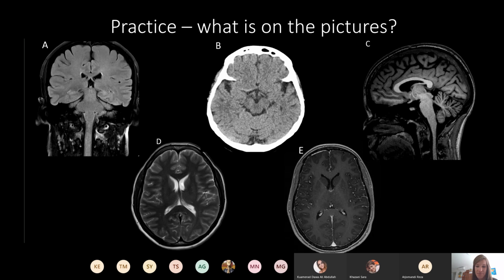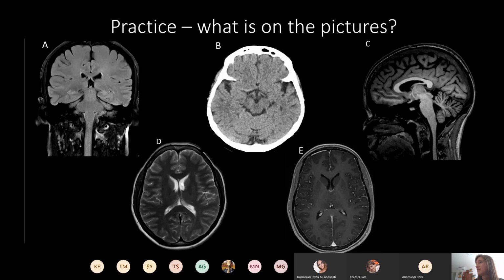Okay, B. What is B? That's easier. CT. Yes, which plane? Horizontal. Yes, in anatomy, but in radiology we call this axial, but you are correct.